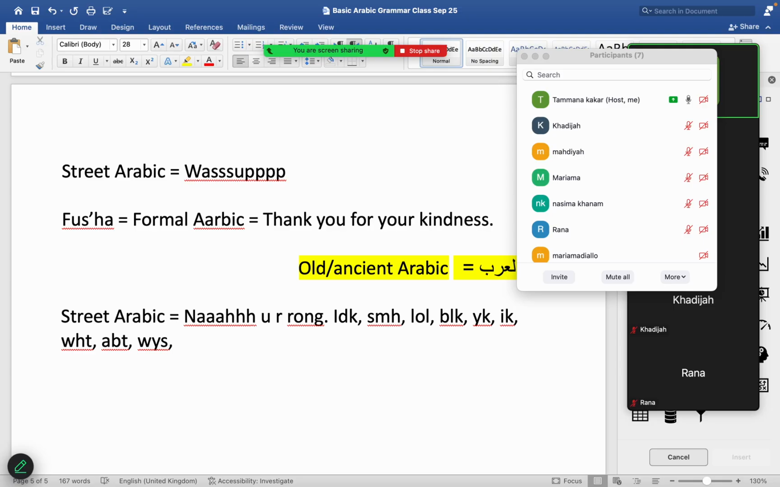So street Arabic is just like this, where people from one area understand a few words that are difficult to understand in a different part of the world where the same language is spoken. Right? So these are some examples of street Arabic. And then Fusha, what is Fusha, Mariama?